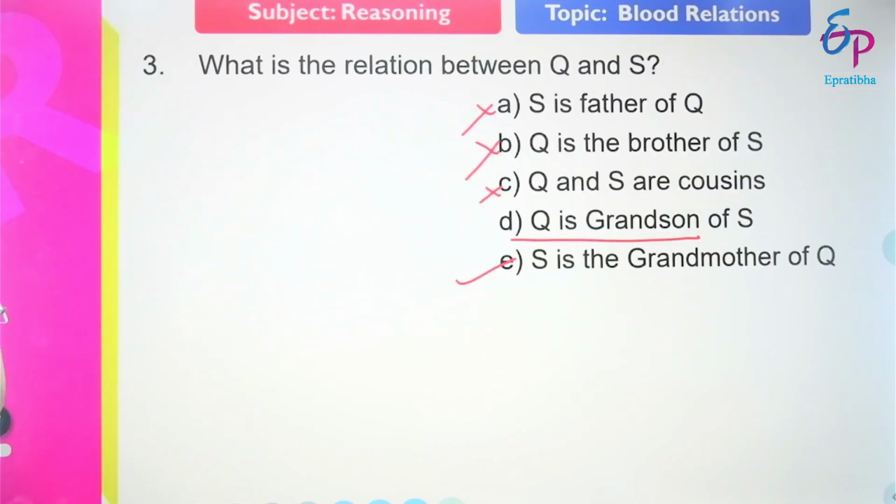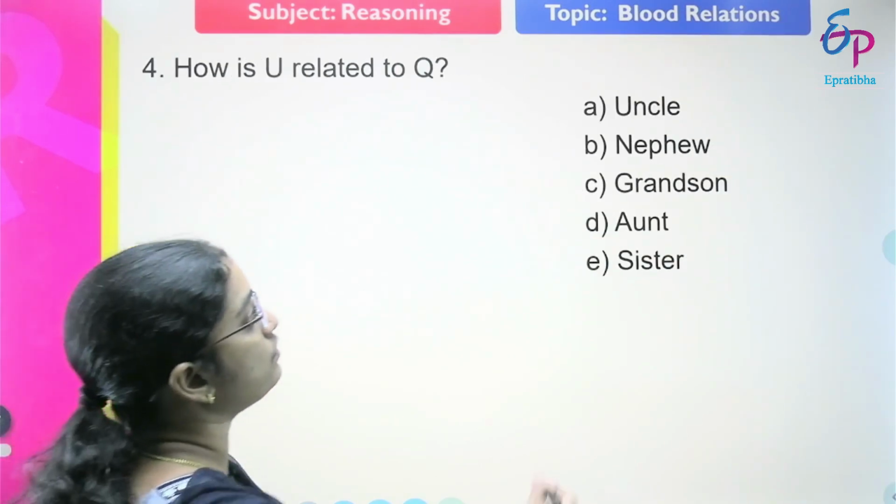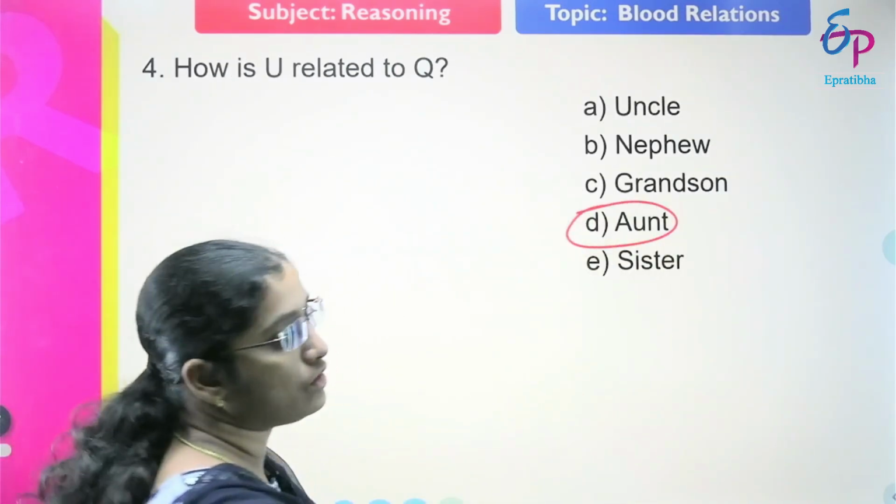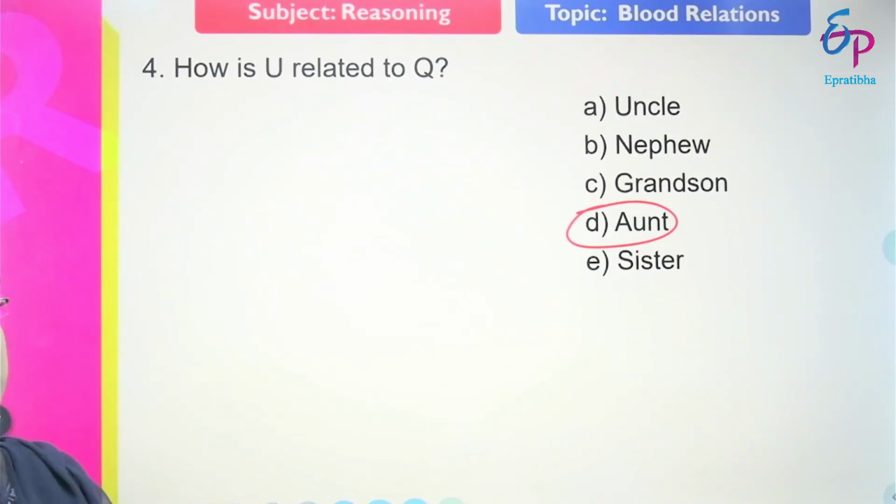Okay, our answer is U is aunt of Q. So option D is the correct answer, right? Then move to next question.